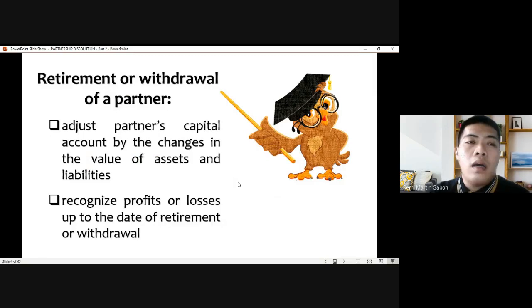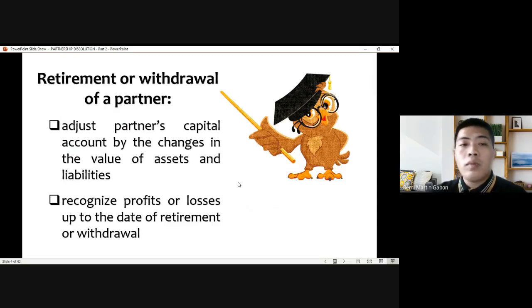Okay, for a retirement or withdrawal of a partner, the accounting consideration is to adjust the partner's capital account by the changes in the value of the assets and liabilities, then recognize profit or loss up to the date of retirement or withdrawal. So when a partner is to withdraw or retire from the partnership, the capital balances of all the partners, including the retiring partner, will be adjusted up to the date of the retirement.